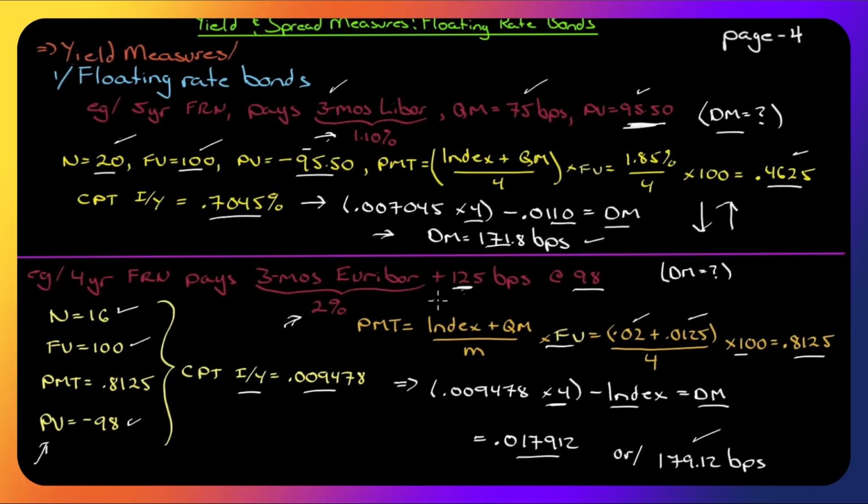Well, the quoted margin is 125. This thing is selling at a discount, which means the discount margin must be greater than the quoted margin. It is. At least I'm in the right direction. I don't know if I'm exactly right, maybe, but I know that I'm in the right direction. 179 is greater than 125. My answer is consistent with a discount price.